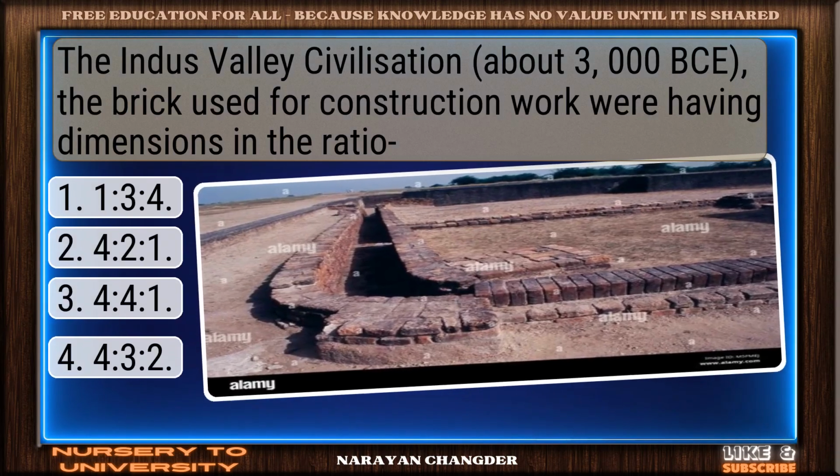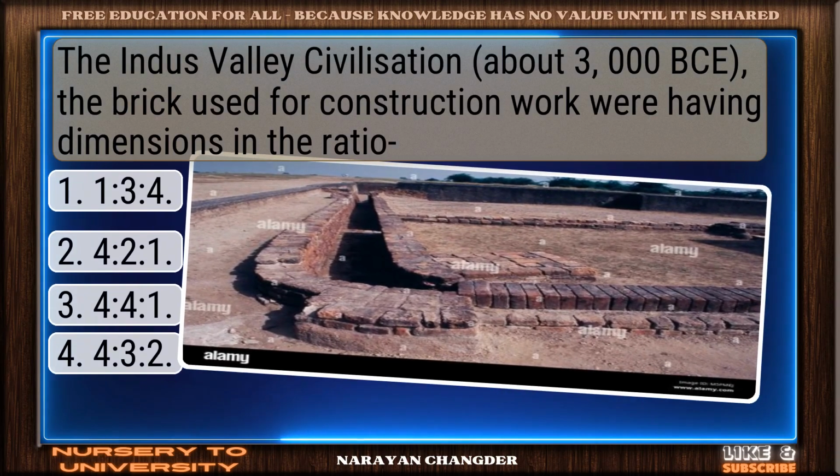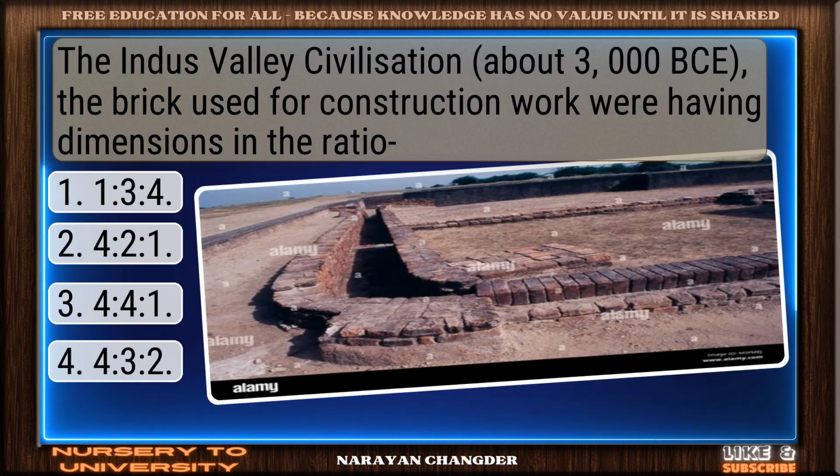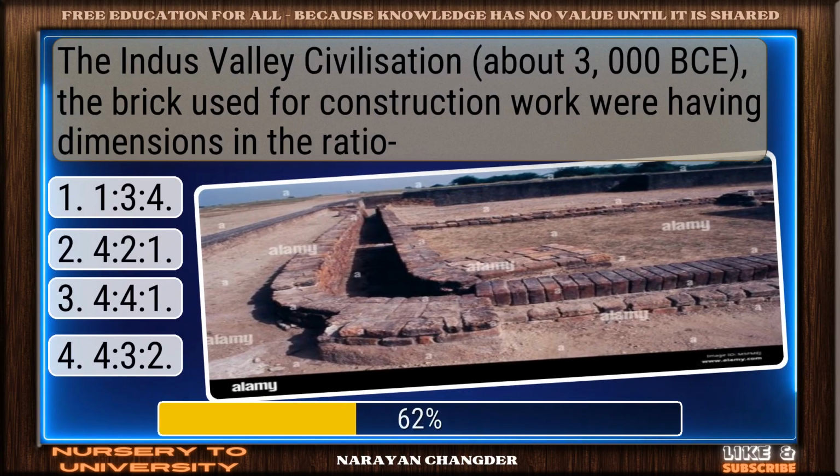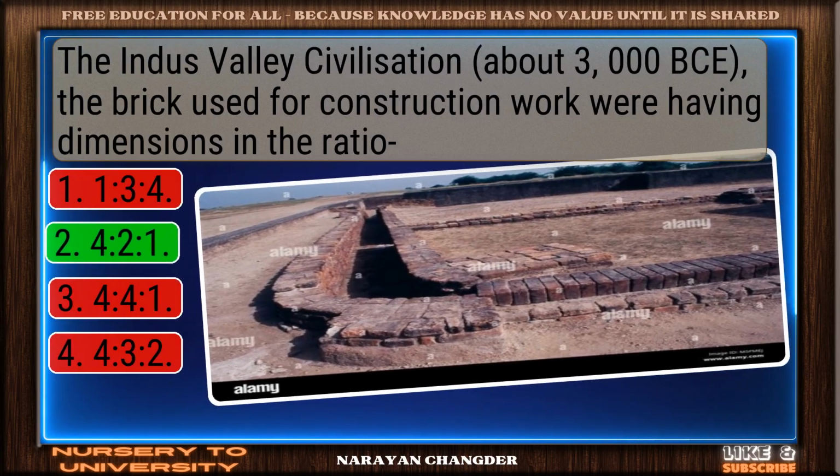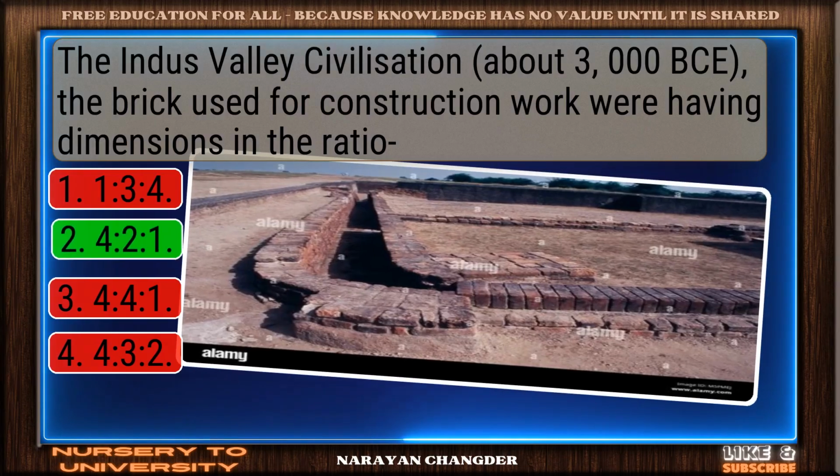Question number 5. The Indus Valley Civilization, the brick used for construction work, were having dimensions in the ratio. Correct. 4:1 is the right answer.